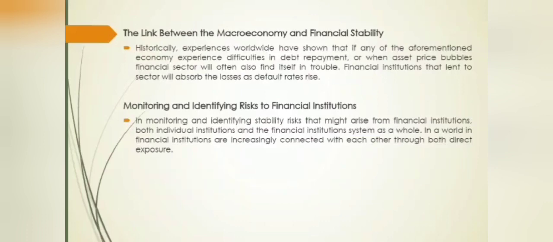The second is monitoring and identifying risks to financial institutions. In monitoring and identifying stability risks that might arise from financial institutions, one must look at both individual institutions and the financial institution system as a whole, in a world in which financial institutions are increasingly connected with each other through both direct and indirect links.